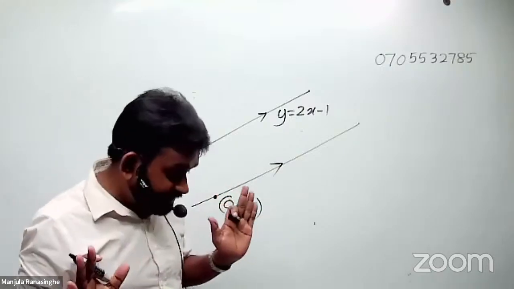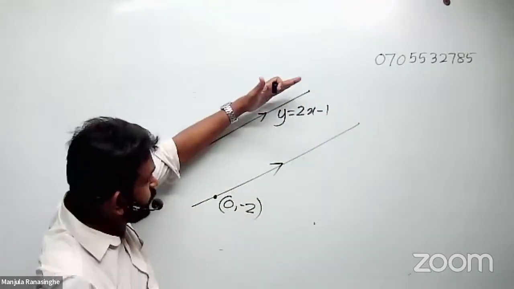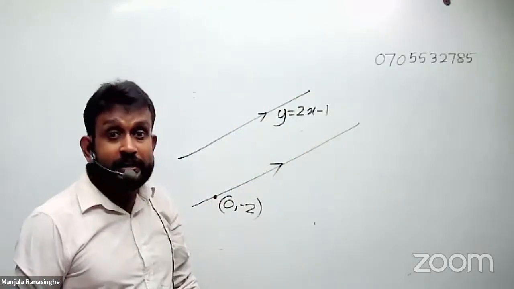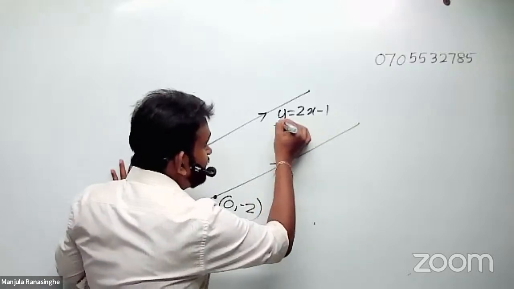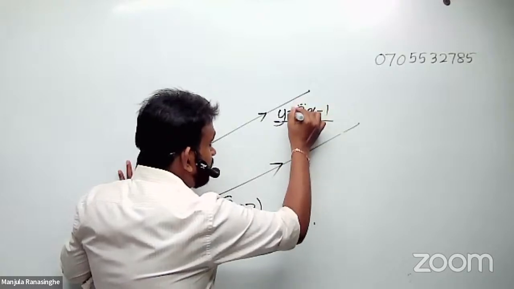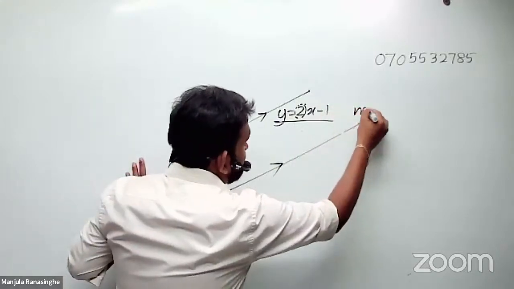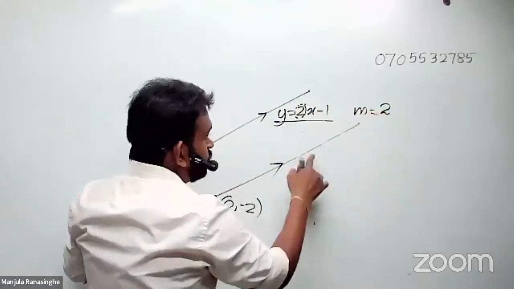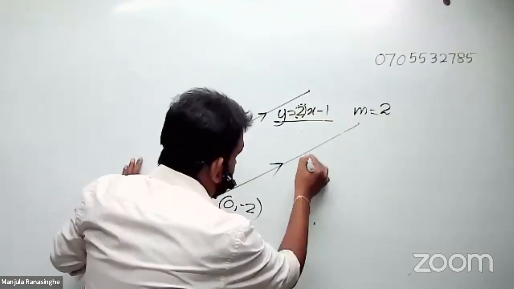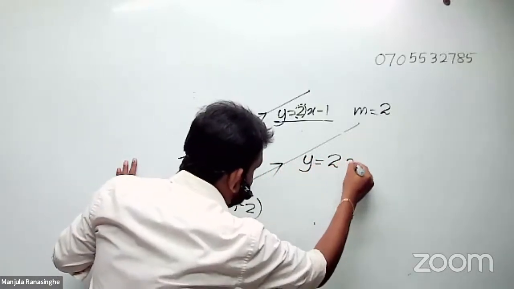First understand the concept behind parallel. Parallel means they have the same inclination with the x-axis, and the same inclination means the same gradient. So how do we find the gradient? Y equals 2x minus 1, with y as the subject. The coefficient of x is the gradient. So here the gradient is 2. In this graph also, the gradient must be 2 because they are parallel. So you can now write the equation: y equals 2x.